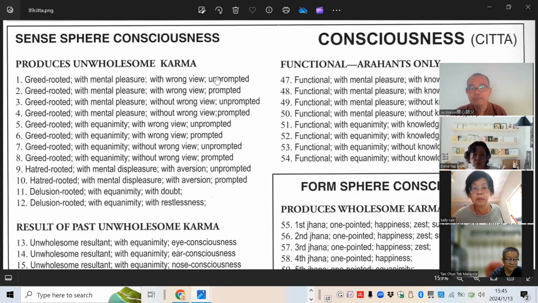You see, the first unprompted is labeled with number 1. The second unprompted is labeled number 3. The third unprompted is labeled number 5. The fourth unprompted is number 7. And then the last unprompted is labeled as number 9. Right? Yes, 9.